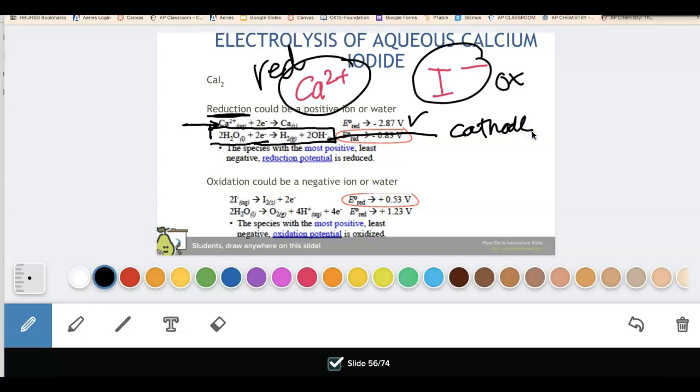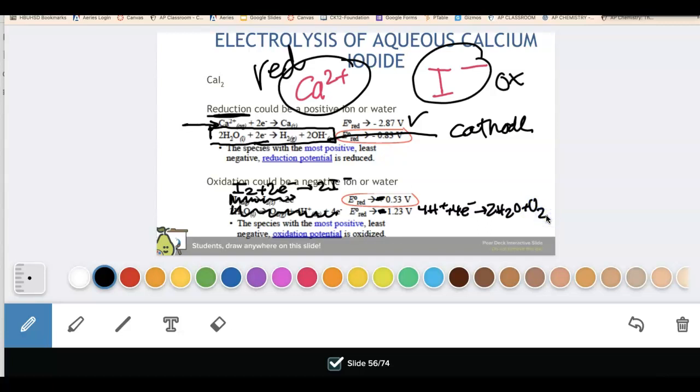Okay? Now, I don't like this, so I'm going to rewrite this, because this is how it will be present on your test. And I'll write the water one over here. Please bear with me right when the bell rings.